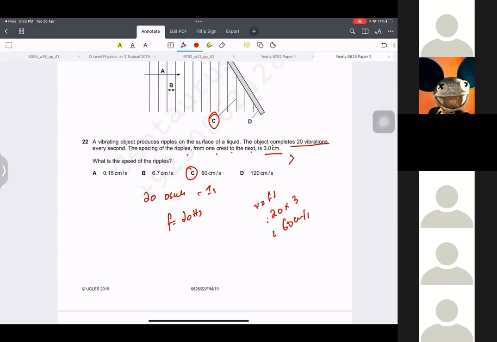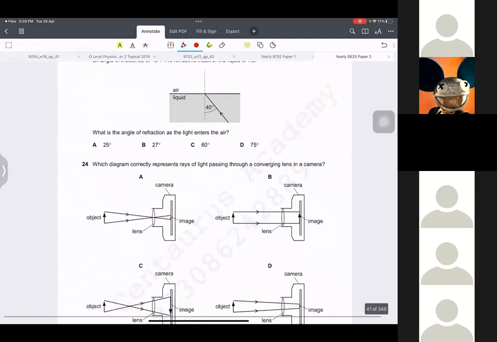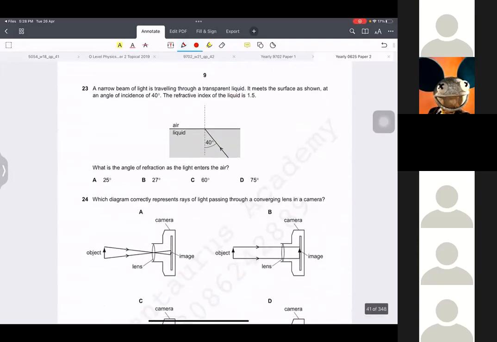Now, going to 23. What is the angle of refraction as it enters air? It would bend more, right? So we want to find this. Refractive index is this: sine I over sine R. Because it is going from more dense to less dense, I'm going to use 1/n.